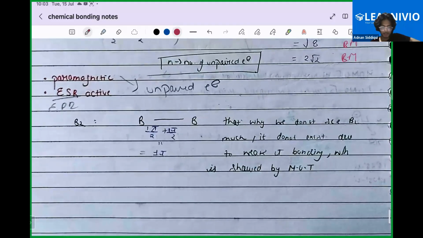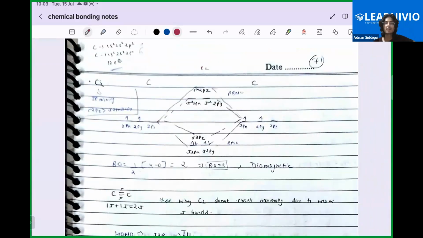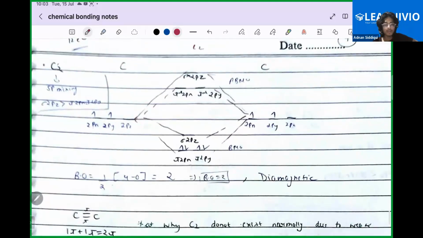Okay. Now let us talk about C2. Again, the same thing, but what is different here? Rather than having one electron, we have two electrons in our p subshell, right? And as we have two carbon atoms, the total number of electrons is how many?